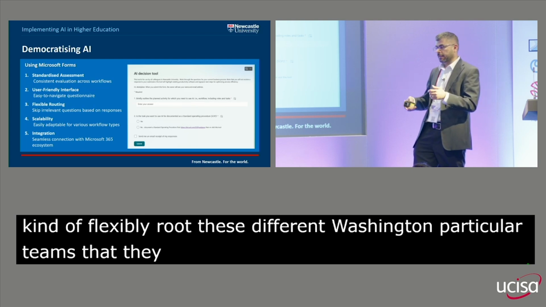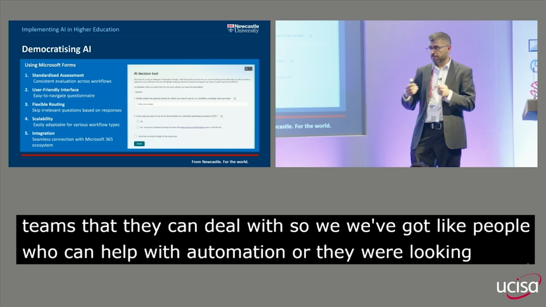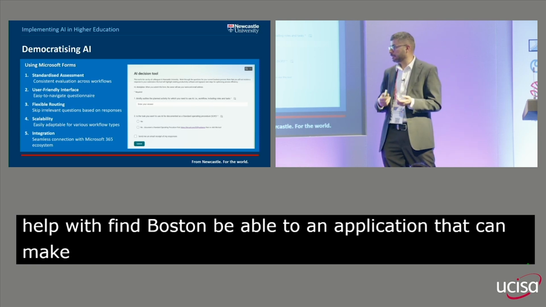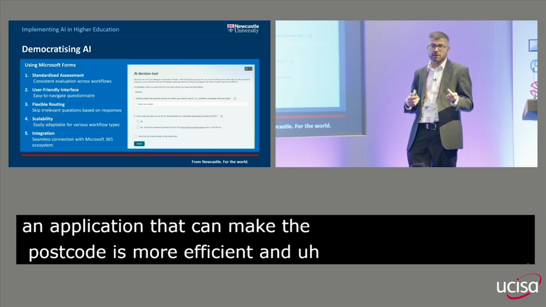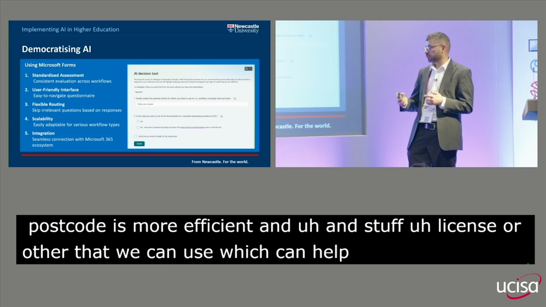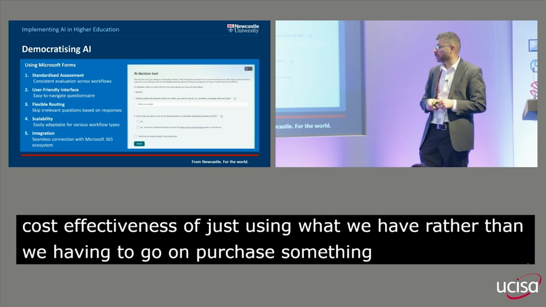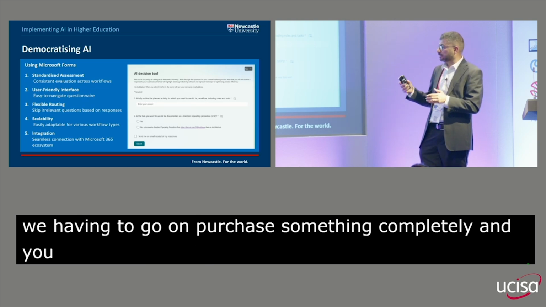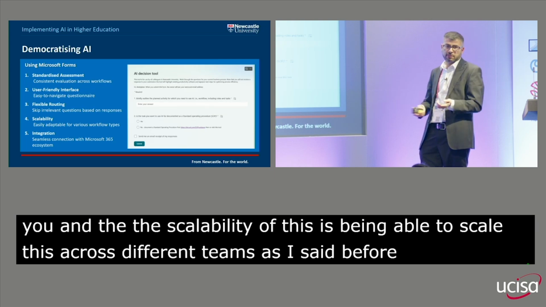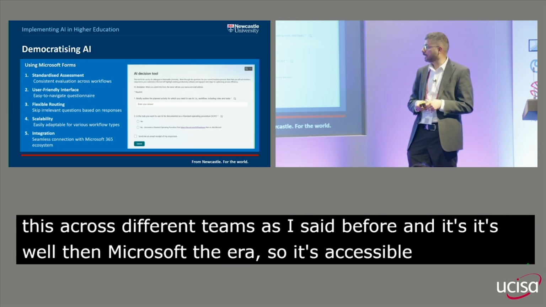So we've got people who can help with automation, or people who can help with signposting people to an application that can make the process more efficient, and stuff we already have licenses for, which can help with our cost effectiveness of just using what we have, rather than having to go and purchase something completely new. And the scalability of this is being able to scale this across different teams, as I said before, and it sits within Microsoft Era, so it's accessible by lots of people.